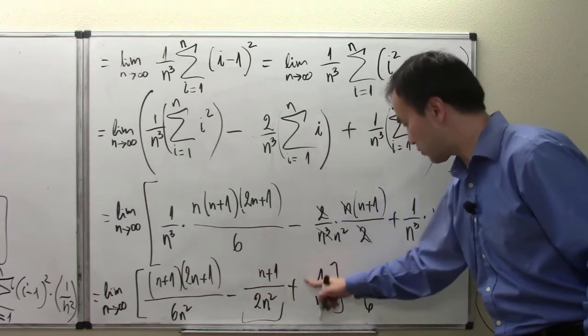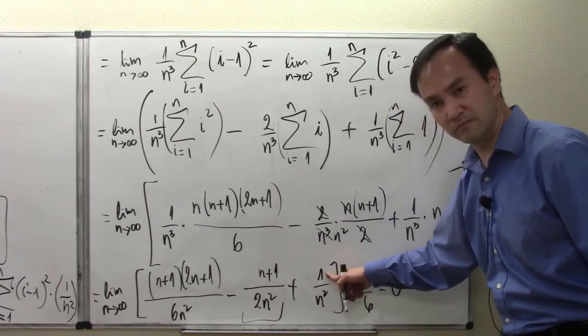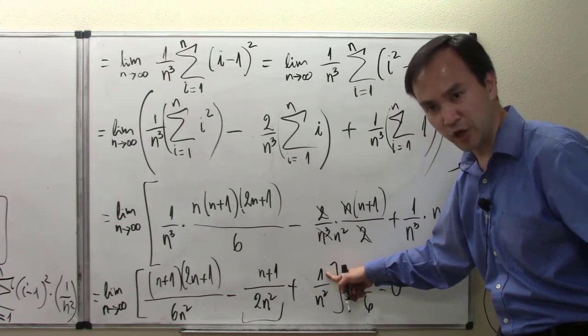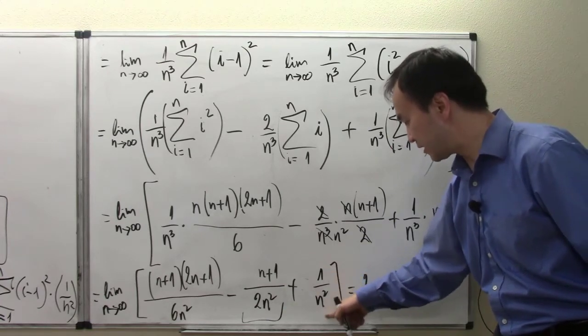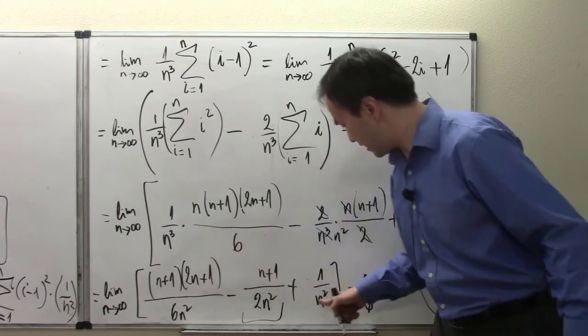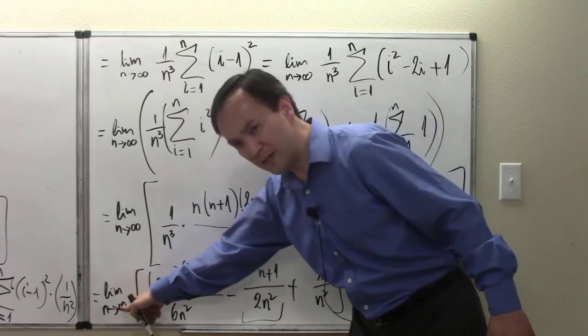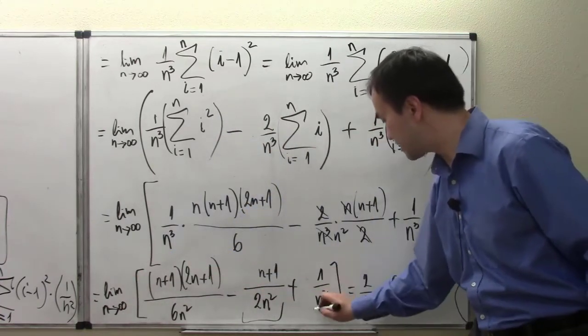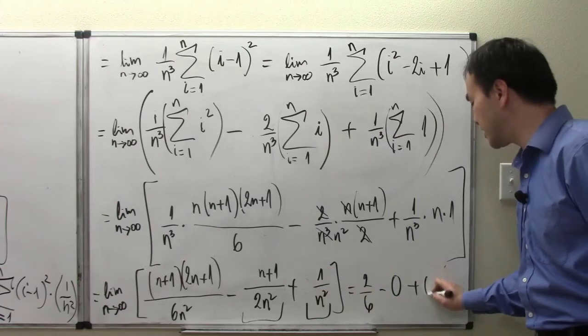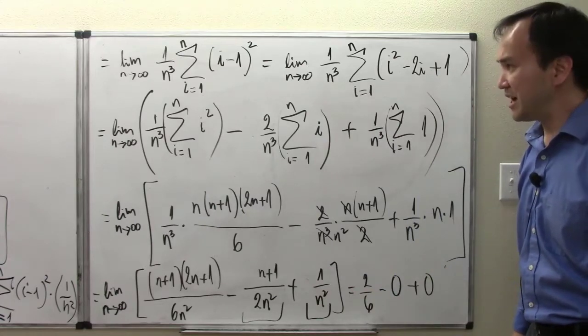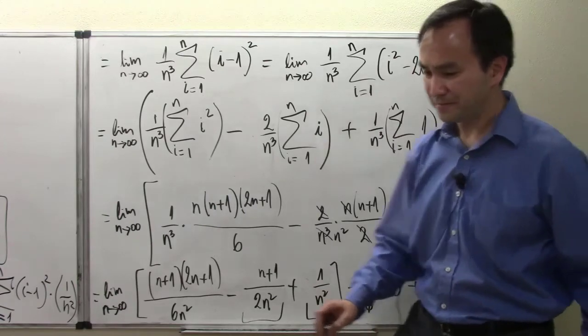And the last one is a similar case right here. It's a constant on top, which means it's a polynomial of degree 0, with degree 2 in the denominator. So taking that limit to infinity gives me this last term to be a 0. All right, so now what have we found?